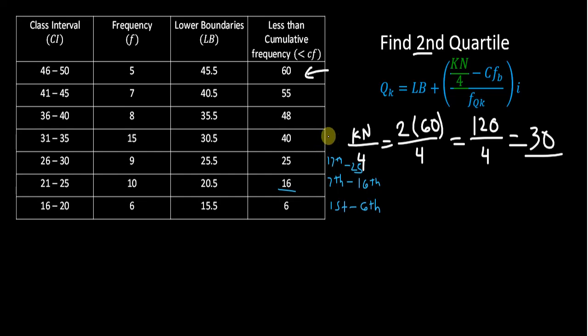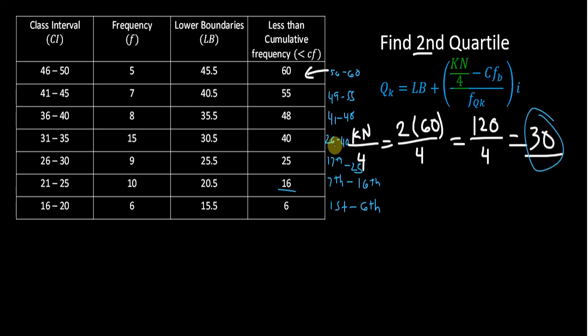Ito 26 hanggang 40. Tignan mo yung less than cumulative frequency. Then tong ito 41, simula sa 41 hanggang sa 48. Then ito 49 na to hanggang 55. Then ito 56 hanggang 60. So hanapin natin kung nasaan yung 30 dito.